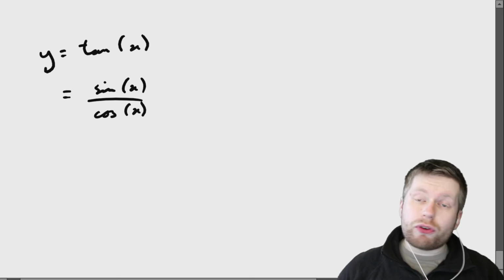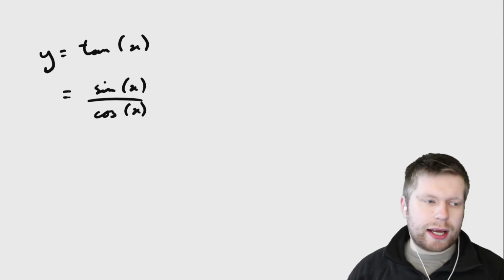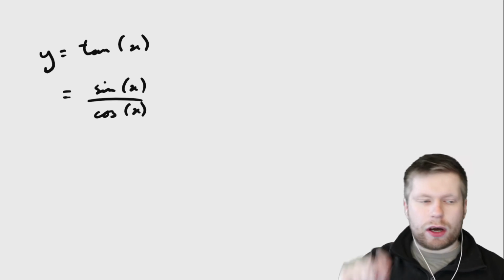And if you're not sure where that comes from, it's in one of the videos, so go back and have a look at that. It's just simply thinking about a triangle and labeling the sides up and thinking about tan is just equal to opposite divided by adjacent.